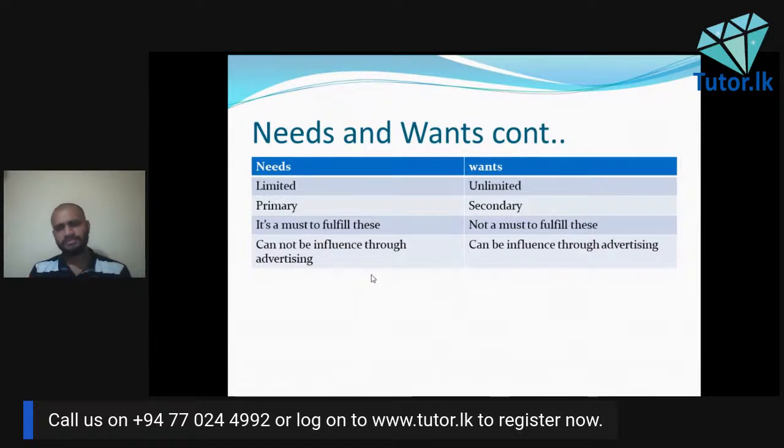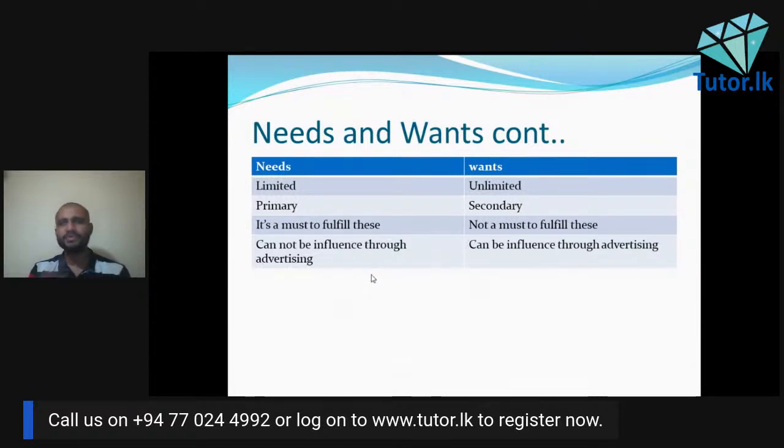So you can list them down. I talk about only very few needs. As human beings, you need food, maybe water, shelter, and also some clothes. Those are the basic needs. Those are the fundamental needs. Those can be regarded as the essentials. We know those are limited. So the needs are limited.